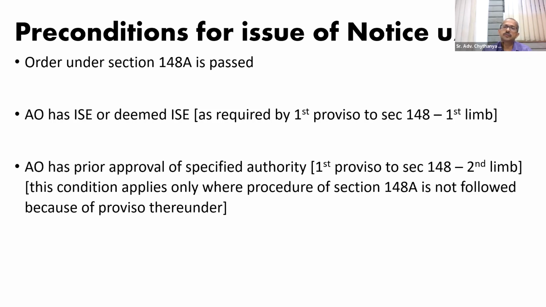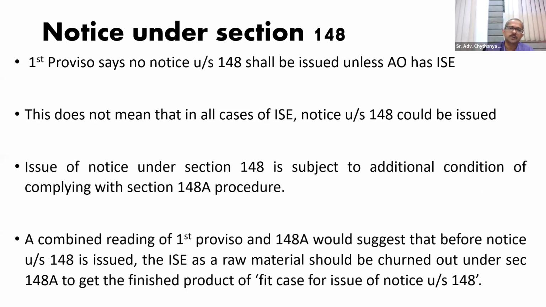What are the preconditions for issue of notice under 148? Firstly, an order under 148A is passed, except where it is dispensed with. As I said earlier, the proviso to 148A will dispense with the procedure of 148A. That is only dispensed with. In all other cases, a 148A order has to be passed. Secondly, the assessing officer has either ISC or deemed ISC, that means information suggesting escapement or deemed case of information suggesting escapement. And thirdly, the AO has obtained the prior approval of the specified authority. Prior approval is extremely important, not post facto approval. Prior approval has to be obtained. As I've already explained to you, this could be dispensed with where the order under 148A has already been passed with the approval of the specified authority.